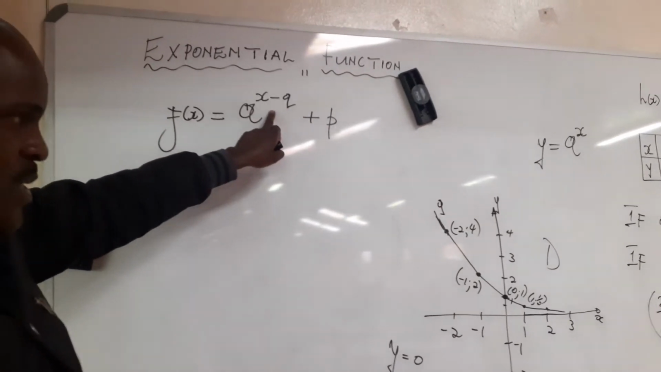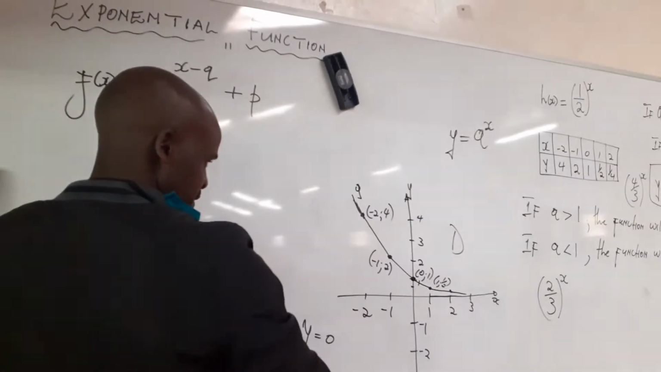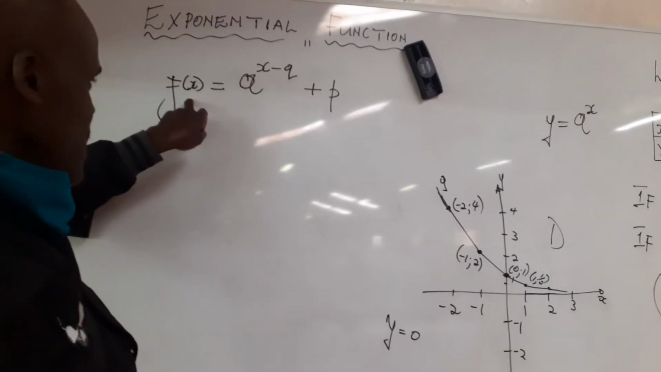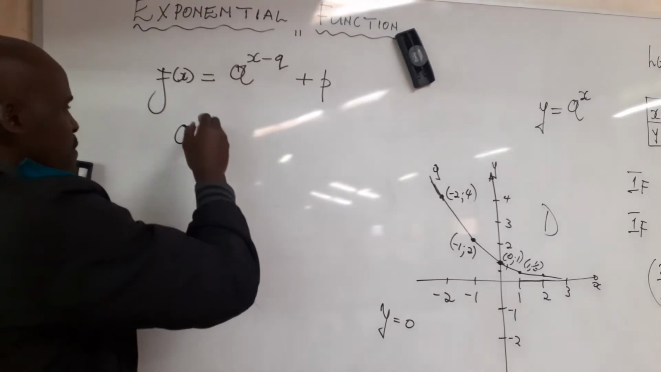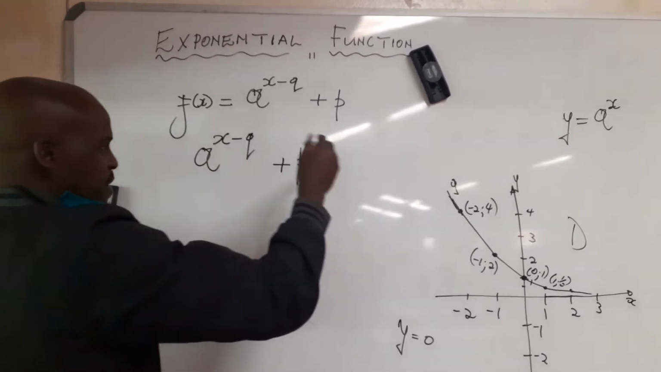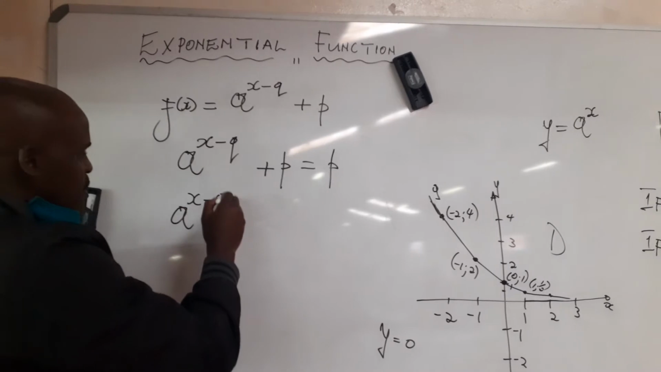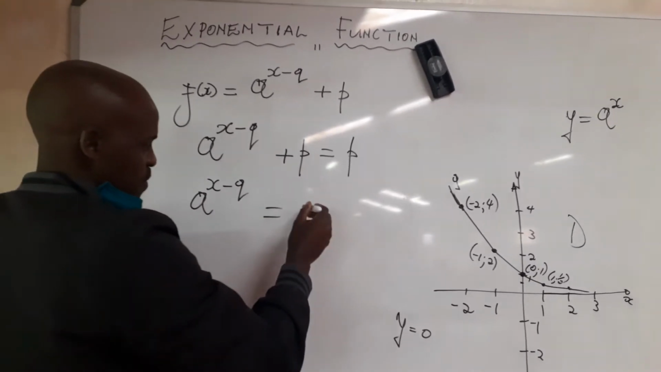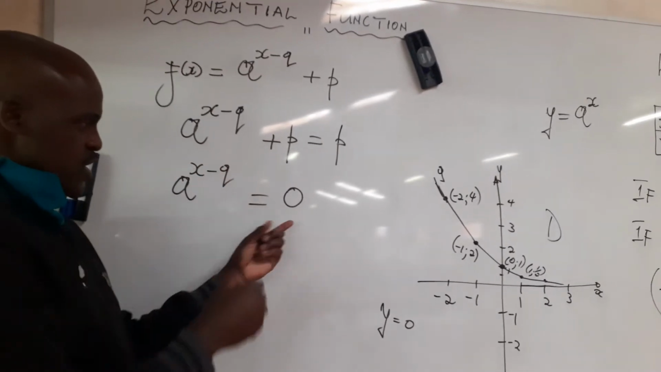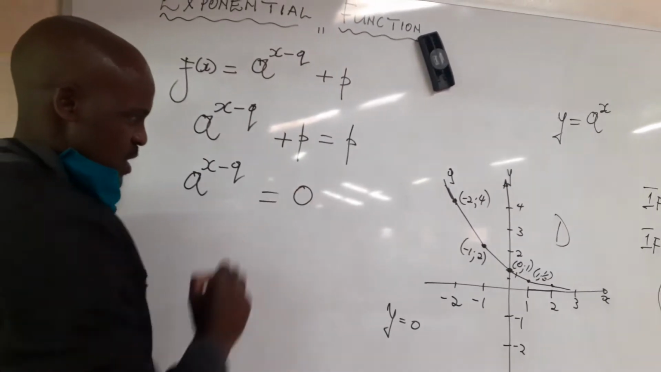We said x is an element of the real numbers. You can't block this from moving either to the right or to the left, so there will be no vertical asymptote. Let's look now. If we let y be p, we have a exponent x minus q plus p, and we solve for x. A exponent x minus q is equal to, when you transpose p to that side, 0. So this will no longer exist. We can't equate an exponential expression to 0.